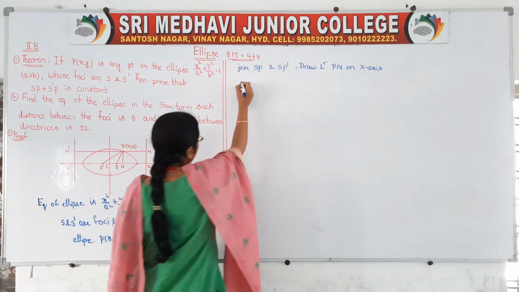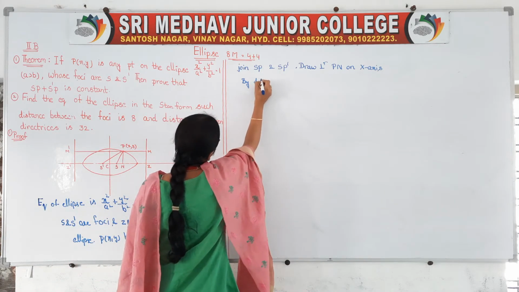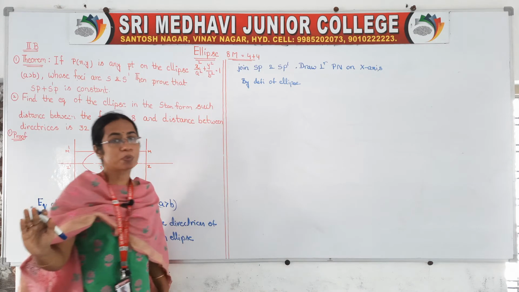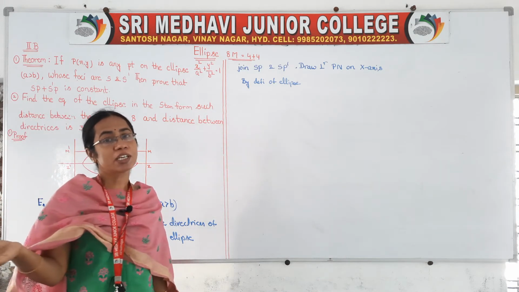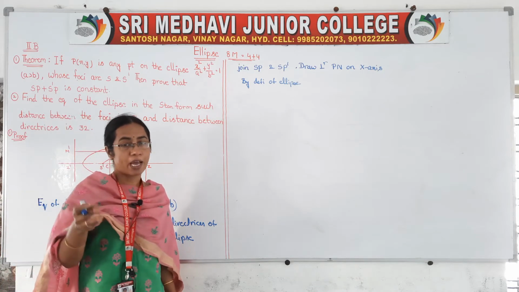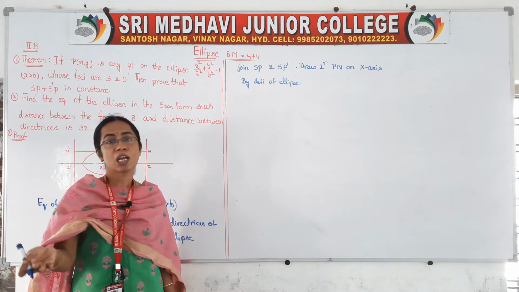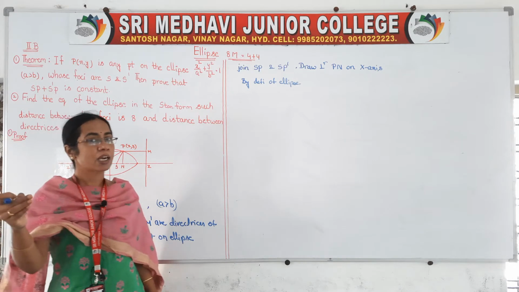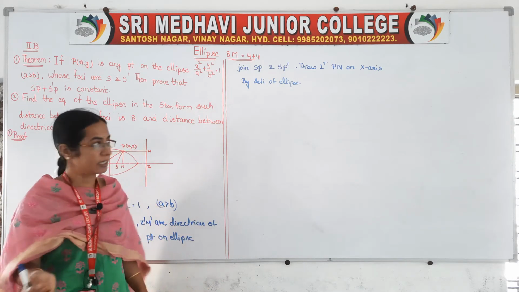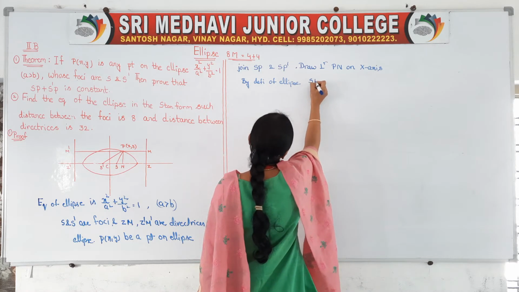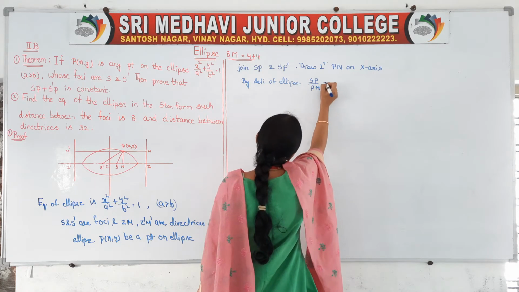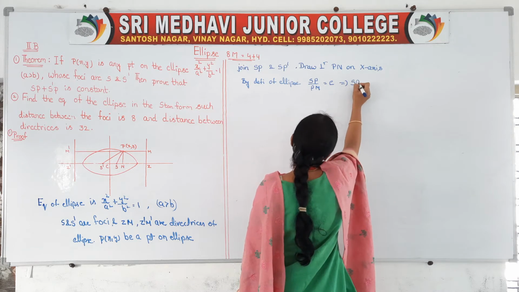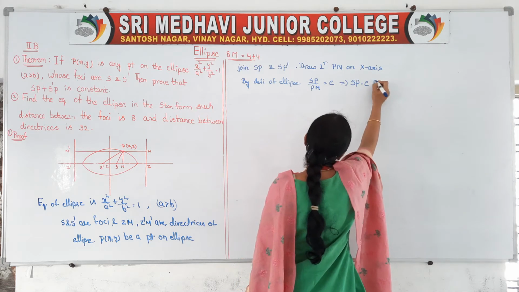Now by the definition of ellipse, you know that for all conic sections SP by PM is equal to E. That is the geometrical condition from the definition. Whether you take parabola, ellipse or hyperbola, the geometrical condition is SP by PM is equal to E, but according to E the shape of the curve changes. So by definition of ellipse, SP by PM is equal to E, which implies SP is equal to E into PM.